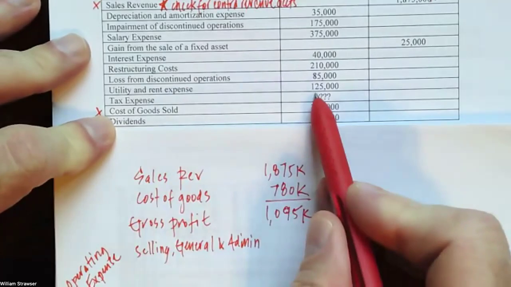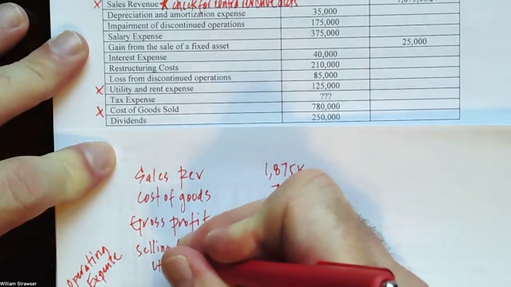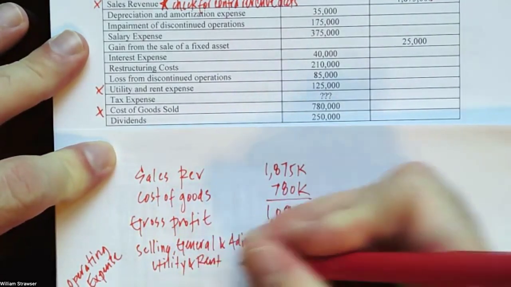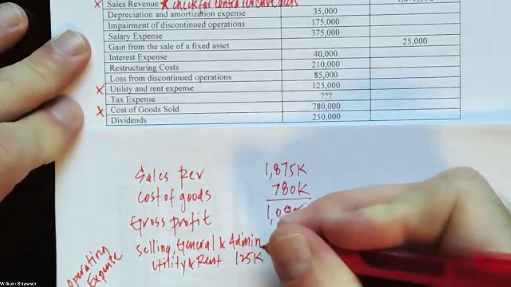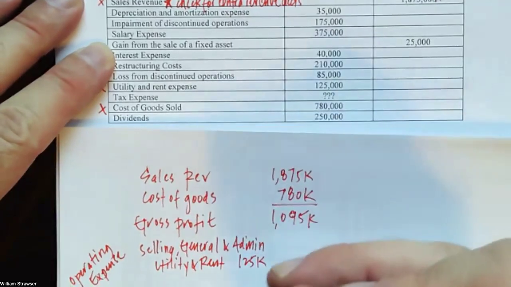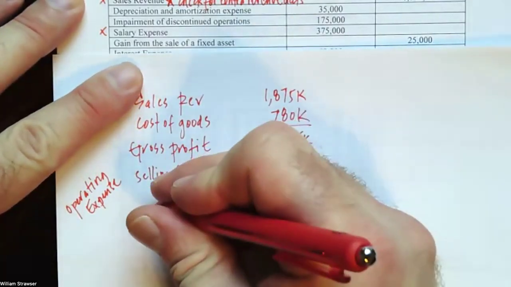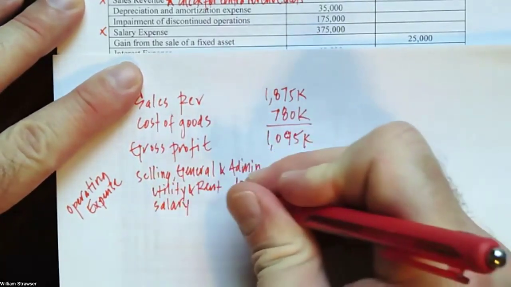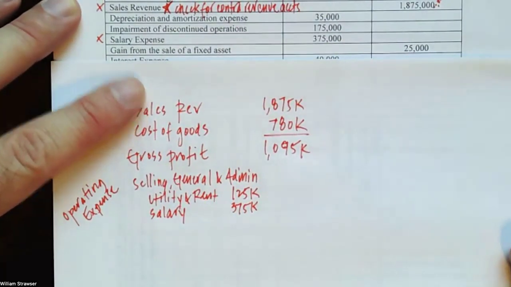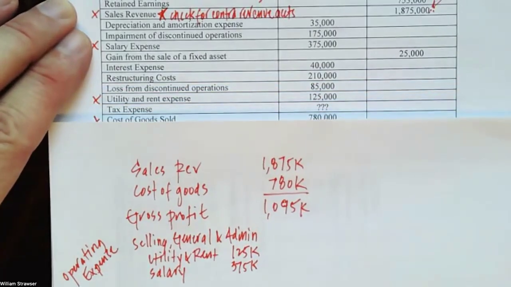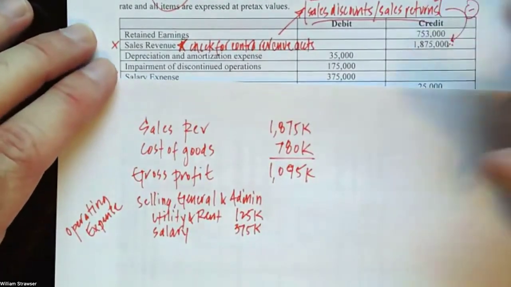In this case, utility and rent expense would be an SG&A. So that is 125,000. Salary expenses and SG&A, very normal routine expense for the company, 375. Looking through the rest of these, none of the others are very common SG&A expenses. So let's go through what we have left.